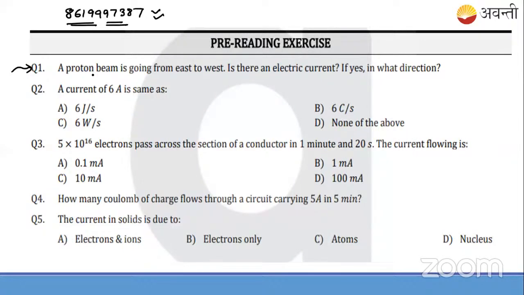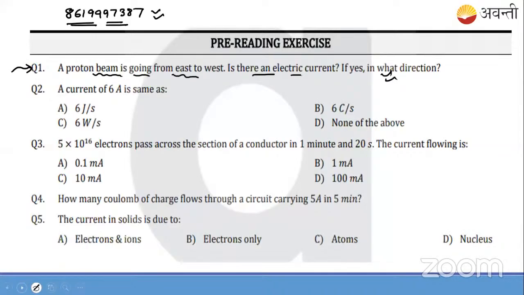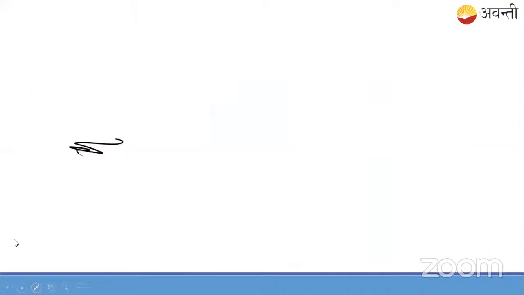So here is the first question from the pre-reading exercises. Tell me, what will the answer be? A proton beam is going from east to west. Is there an electric current? If yes, what is the direction? A very simple question, but conceptual clarity must be there. So let us make the solution of this question. Hold on, let us erase this.